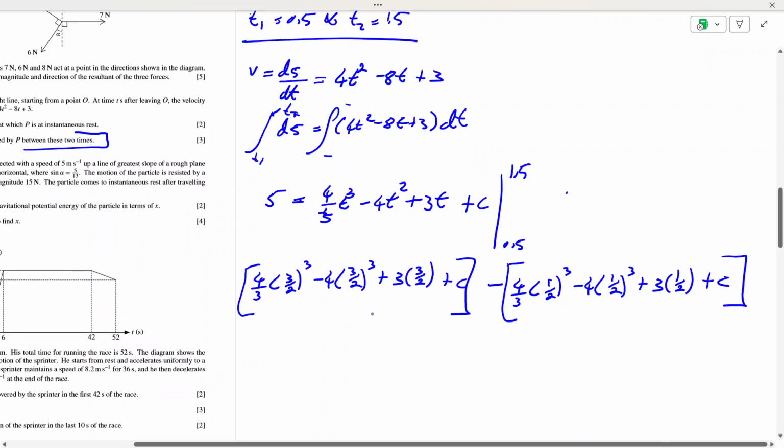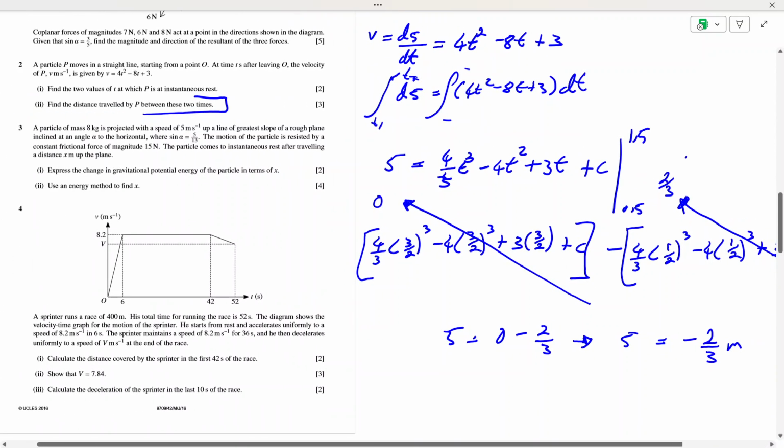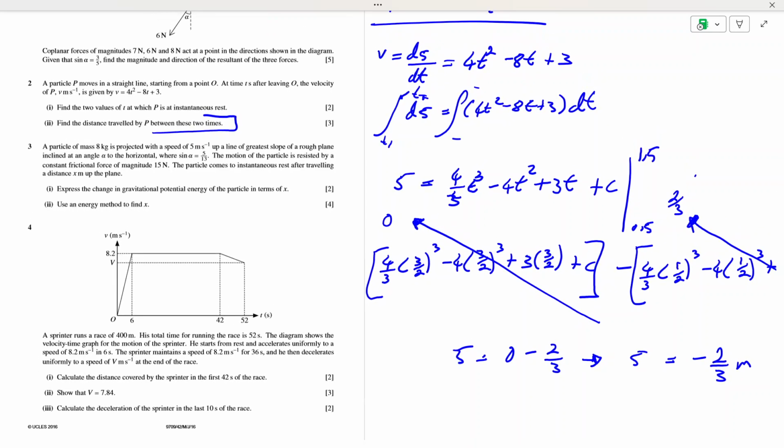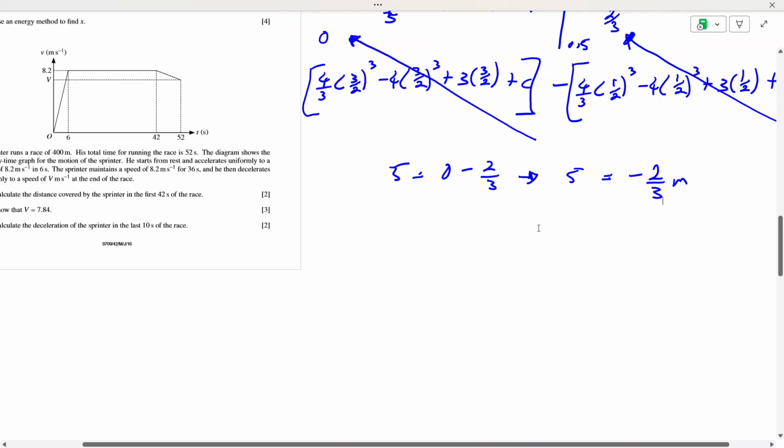When you do that, this whole thing here is going to give me 0, and this whole thing here is going to give me 2 over 3. Right, so it's going to be 0 minus 2 over 3. And again I get my s is negative 2 over 3 meters. Remember, the question says find the distance, and our s is the displacement. S usually stands for displacement.